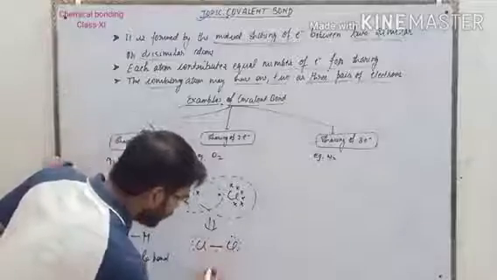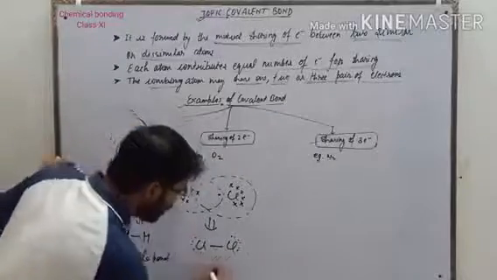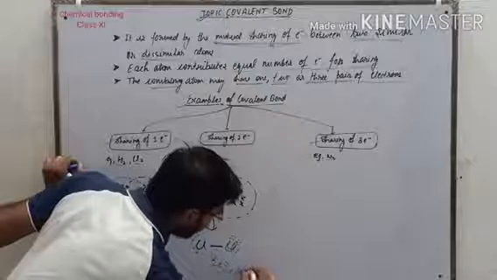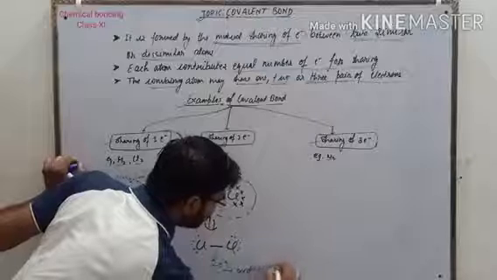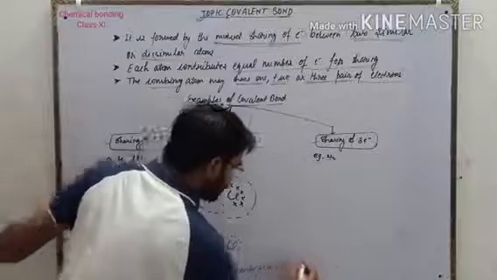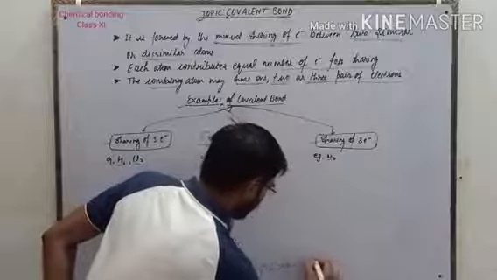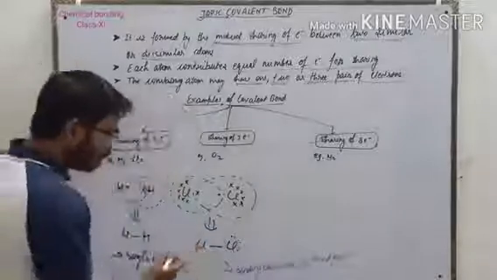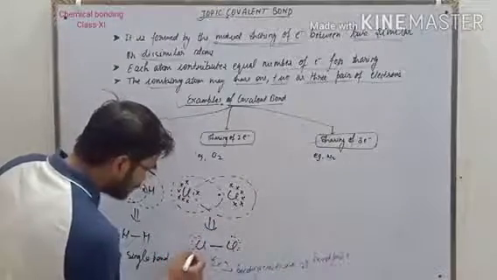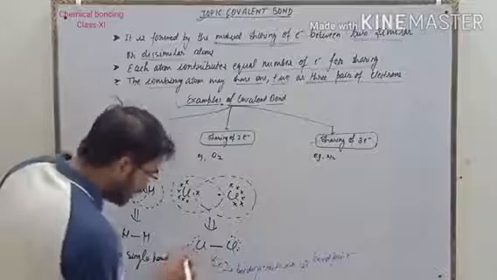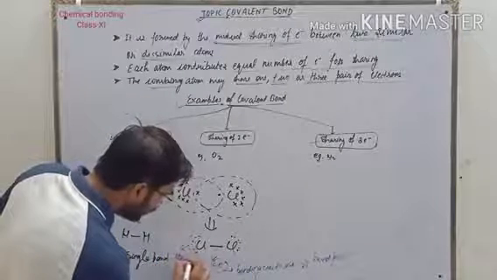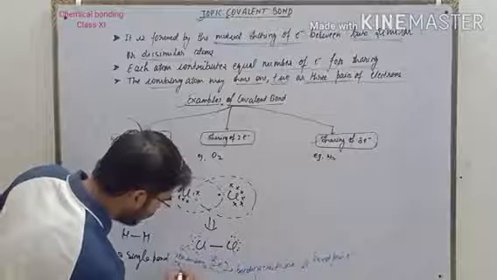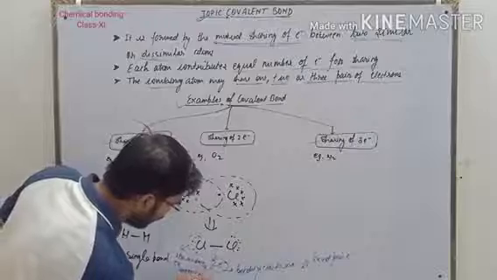So one single bond represents 2 electrons, and these electrons are known as bonding electrons, or also known as bond pair electrons. Now the electrons which are not taking part in the bonding are known as non-bonding electrons, and also known as lone pair of electrons.